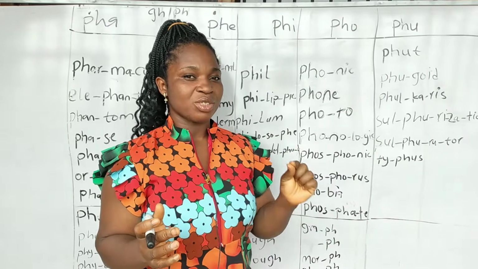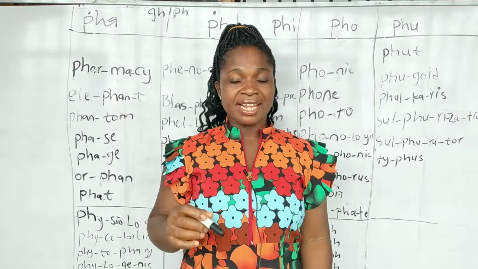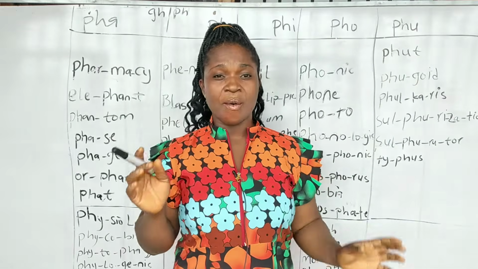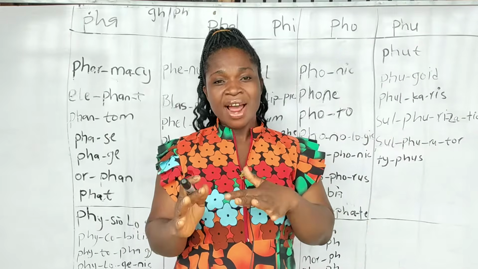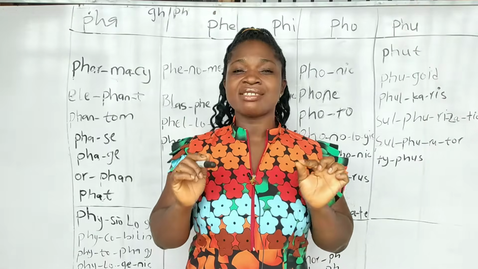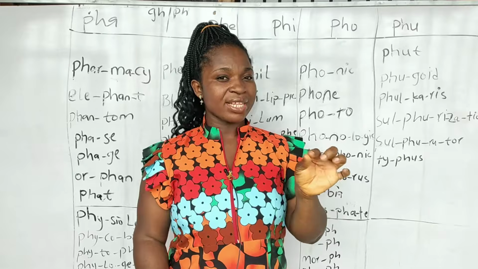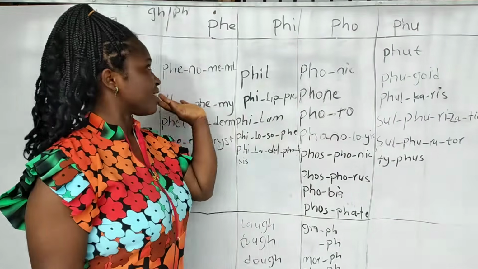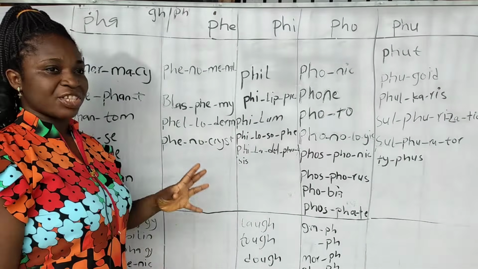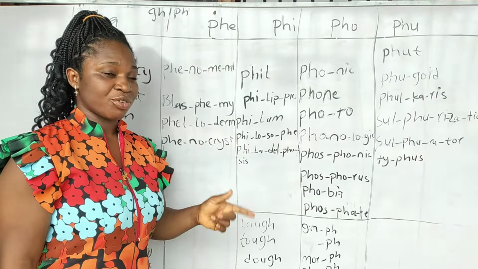The PH tends to sound the same whether it's beginning a word, in the middle of a word, or at the ending part of a word, whereas GH only sounds F at the end of some words, not always, some words. So I have this list of words right here on the board. I'm going to be checking to see actually what I'm trying to say.